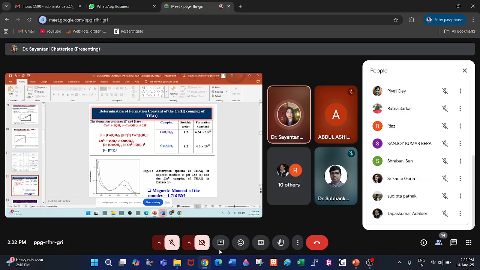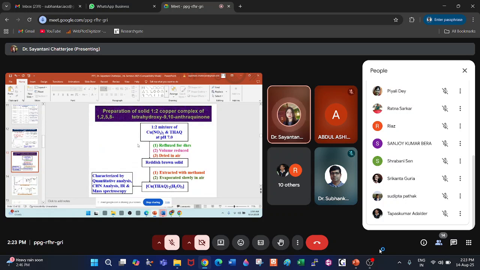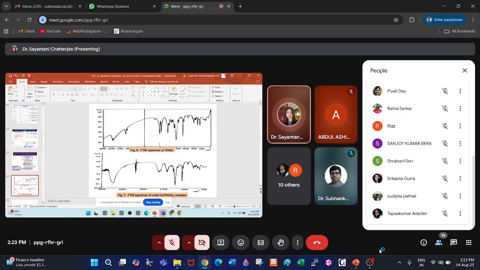And the absorption spectra of THAQ, that is quinalizarin, at pH 7.56, in absence and in presence of copper ion was taken, and it showed that in presence of copper ion it was giving a red shift, a prominent red shift. Then the complex was prepared by refluxing the copper nitrate and THAQ, mixing them in a 1:2 ratio. And it was analyzed by CHN analysis, IR, mass, EPR.